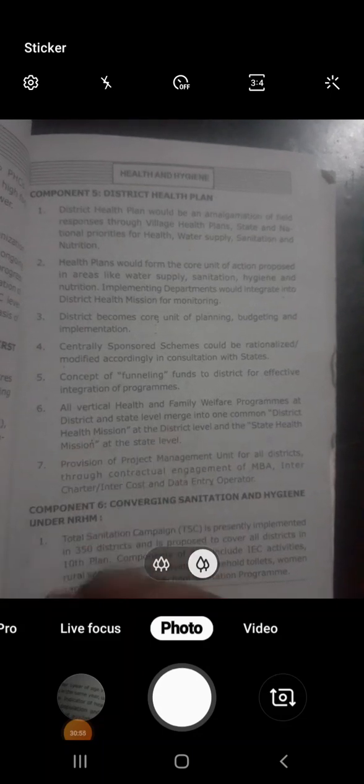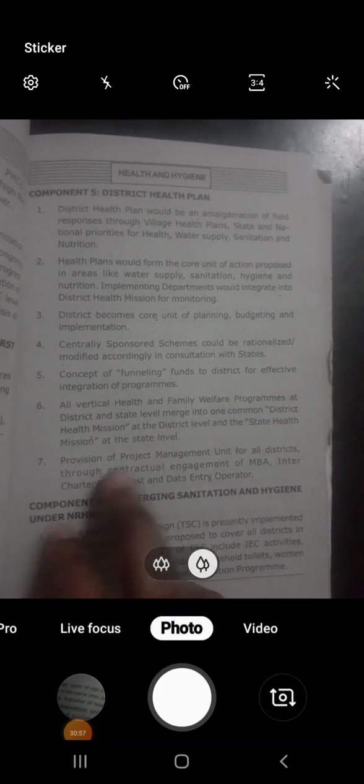And the next component is the district health plan. It is an amalgamation of field responses through the village health plan, and state and national priorities of health. The health plan would form the core unit of action proposed, also covering water supply, sanitation, and hygiene. The district becomes the core unit of planning, budgeting and implementation. Centrally sponsored schemes could be rationalized. The concept of funneling funds to district medical health and family welfare programs it should have, and provision of projects also.